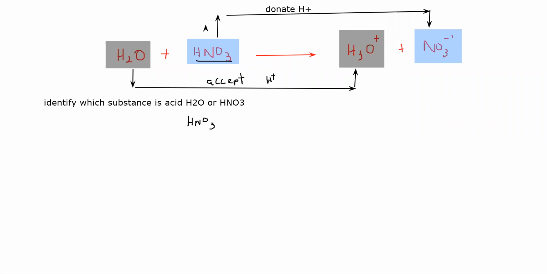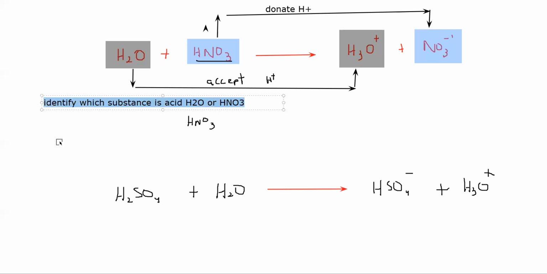Another example, we have H2SO4. We mix it in water and this results in HSO4 minus charge and H3O positive charge. The question is, identify which substance is acid. So which substance is acid here? H2SO4. So H2SO4 is an acid.